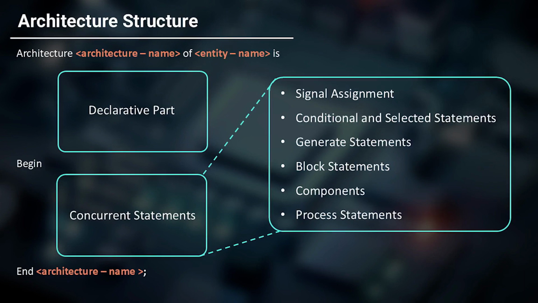Now let's talk about concurrent statements. In this part, you can write signal assignments, conditional and selected statements, generate statements, block statements, components, and process statements. Let's see how they work in examples.